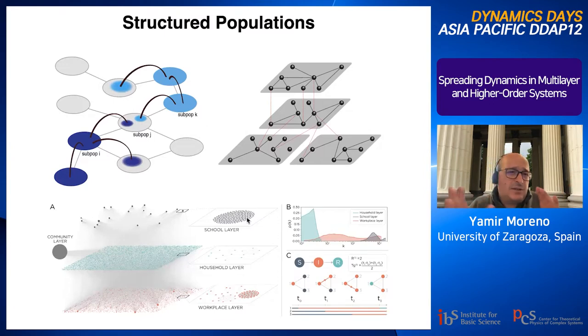The second one that is more or less similar to this is the workplace layer. You remember who your co-workers are, and if you are asked, you can name them. Of course, the household layer, because most of the time you are in the household, and you also remember that. And finally, probably the most important, but least known layer is what we call the community layer. It's everything that you cannot encode in any of these three layers, and essentially it is where encounters happen at random.